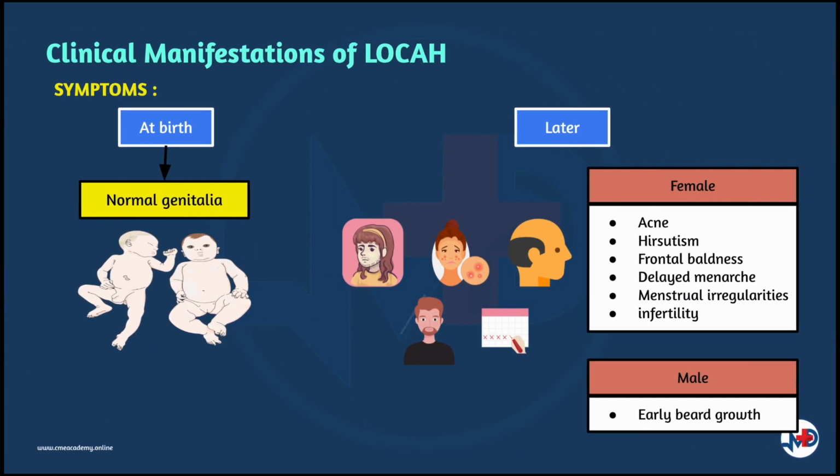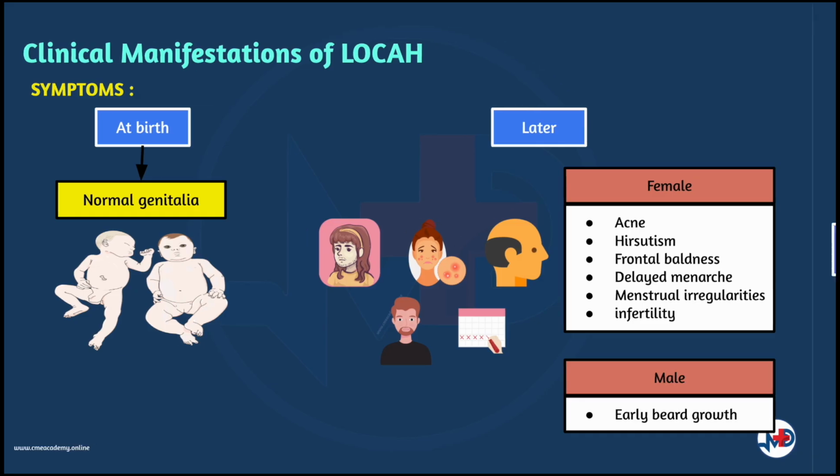Symptoms-wise, patients usually have normal genitalia at birth. The clinical manifestations may, however, develop anytime after birth. Women with this condition may have virilizing symptoms such as acne, hirsutism, frontal baldness, delayed menarche, menstrual irregularities, and infertility. Meanwhile, men with this condition may complain of early beard growth.